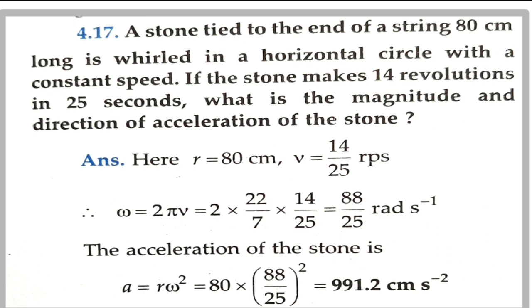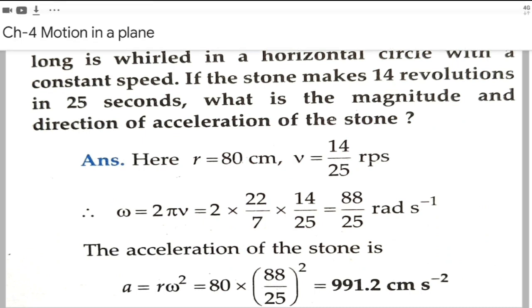You can imagine the activity which is given. Stone is tied to a string and it is whirled. So the length of the string comes as the radius of the circular path. It makes 14 revolutions in 25 seconds. So from that data you can calculate what? Omega. What is the magnitude and direction of the acceleration of the stone? It is easy. If we find omega first, then acceleration is equal to omega square r. So that way we proceed, because from the data, 14 revolutions in 25 seconds, we can easily calculate frequency nu.